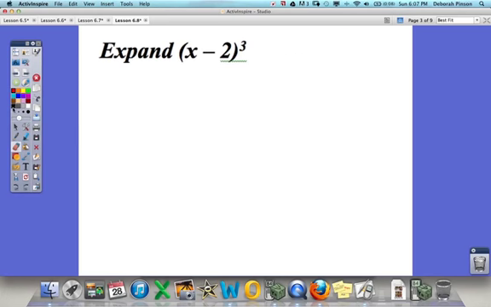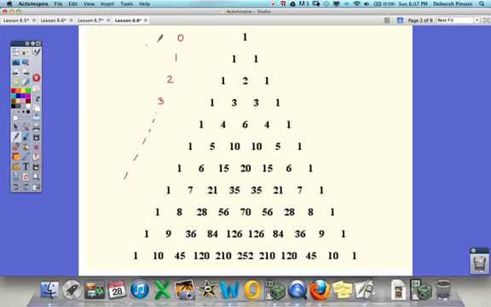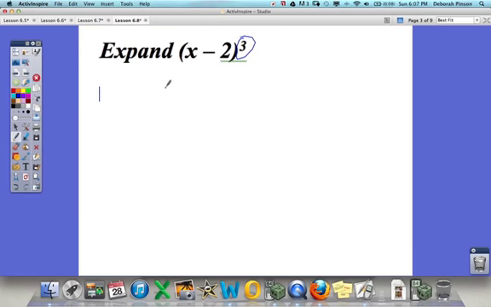Okay, so this one might honestly be just as easy to do by multiplying it out, but I wanted to give you a small one to start out with. So I'm going to go through and first of all choose the third row over here. So 0, 1, 2, 3. So I'm going to have 1, 3, 3, 1. Those are my coefficients. I'm going to leave a little room in between them because I still need to deal with variables. And I'll just go ahead and put plus signs in between here.